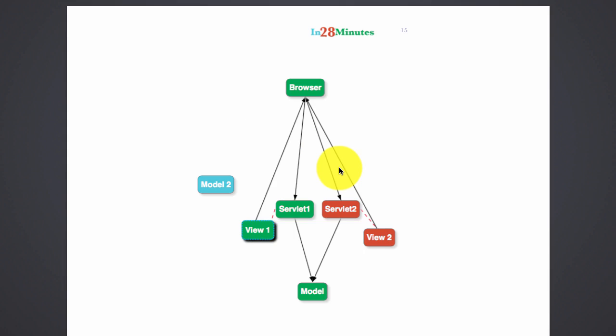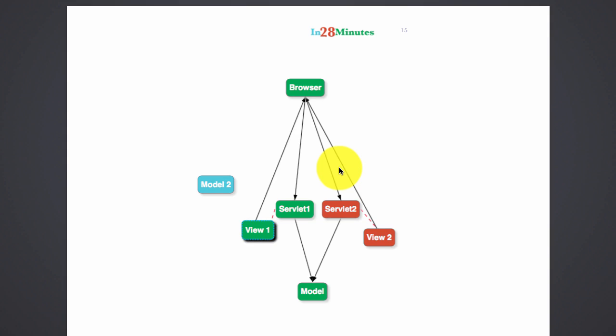The advantages of Model 2 architecture over Model 1 architecture are very clear. All the Java code is in the servlets, and the JSPs, which are the views, are only responsible for displaying the screens. So there is a very clear division of responsibilities between the controller, which are the servlets, and the view, which are the JSPs.